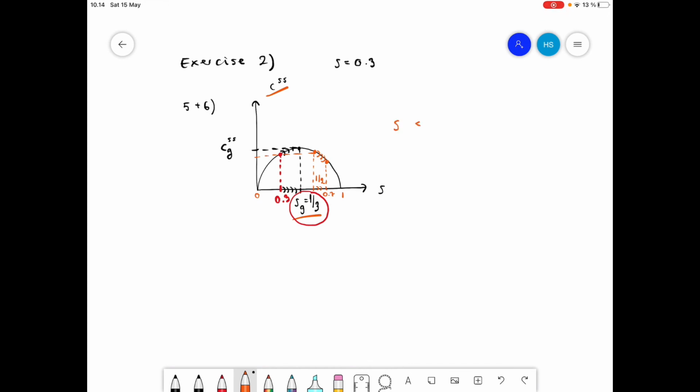So if the savings rate is below the golden rule savings rate and we start increasing the savings rate, consumption in steady state will increase. If the savings rate in the economy is larger than the golden rule savings rate, then if we increase the savings rate, consumption in steady state will decrease. And again, here consumption in steady state will increase.